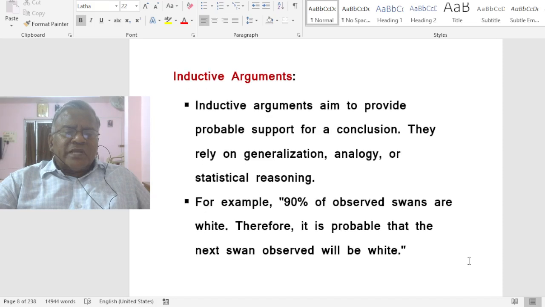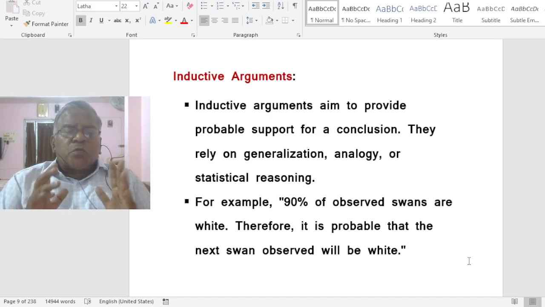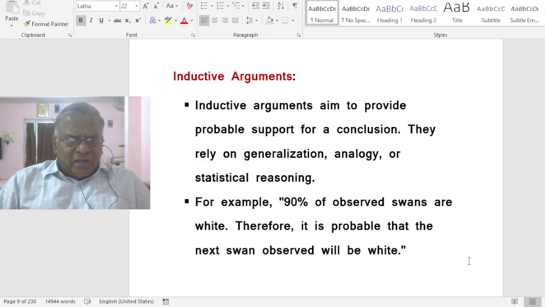Inductive arguments. Inductive arguments aim to provide probable support for a conclusion. They rely on generalization, analogy, and statistical reasoning. So, see, it is different from deductive argument. We will give examples, you will understand this.